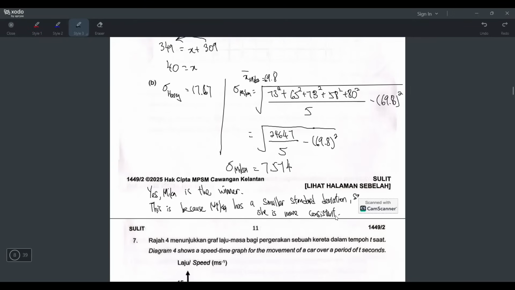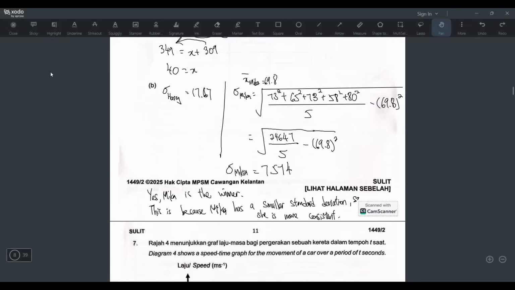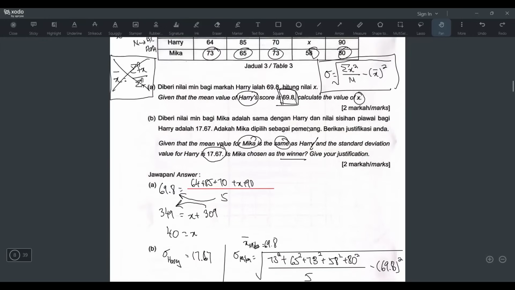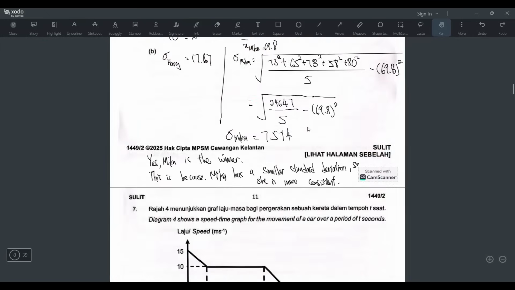Okay, so I think for the sebab if you write like that, it's good enough. So is Mika the winner? Yes, Mika is the winner, and it's because Mika has a smaller standard deviation, resulting in her being more consistent. Yeah, standard deviation lebih kecil means lagi consistent. Alright, sudah siap.